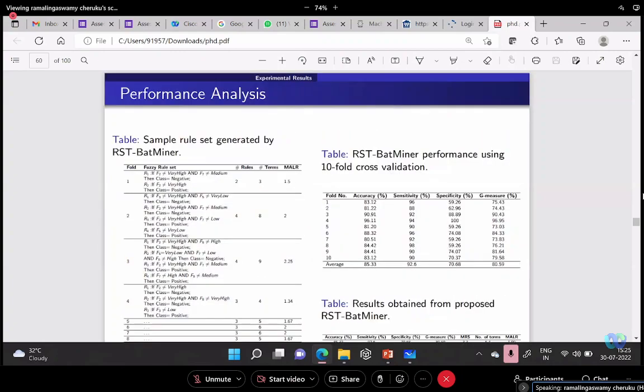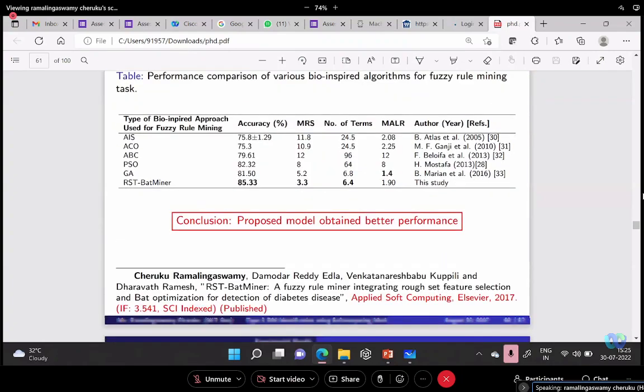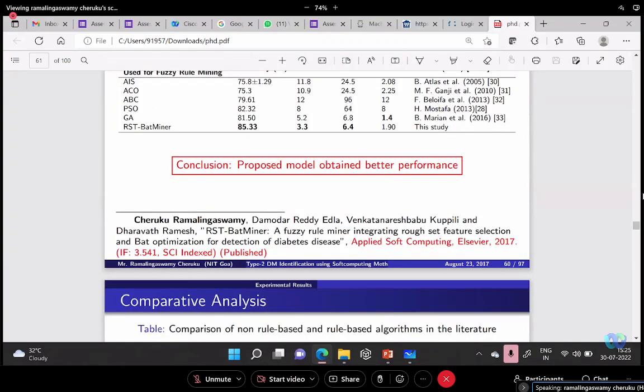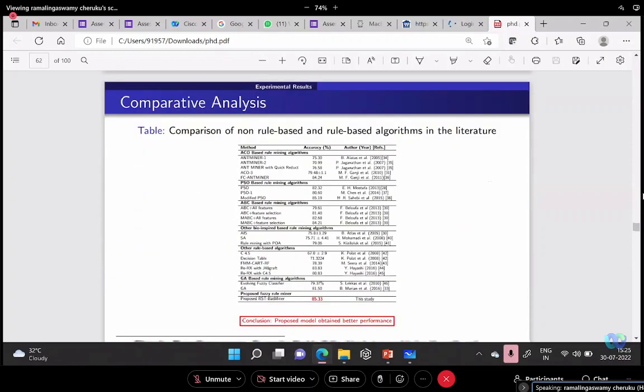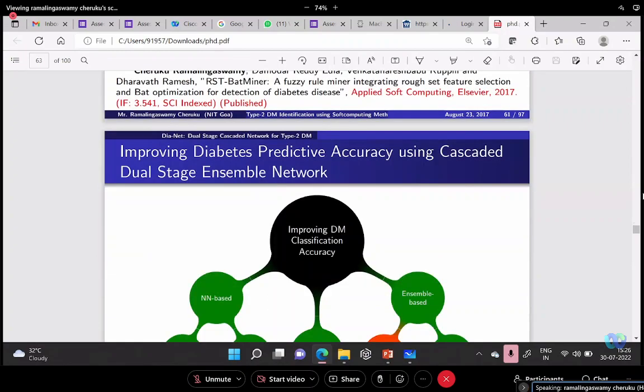This paper is also published in Applied Soft Computing. If you have any doubts, please let me know.